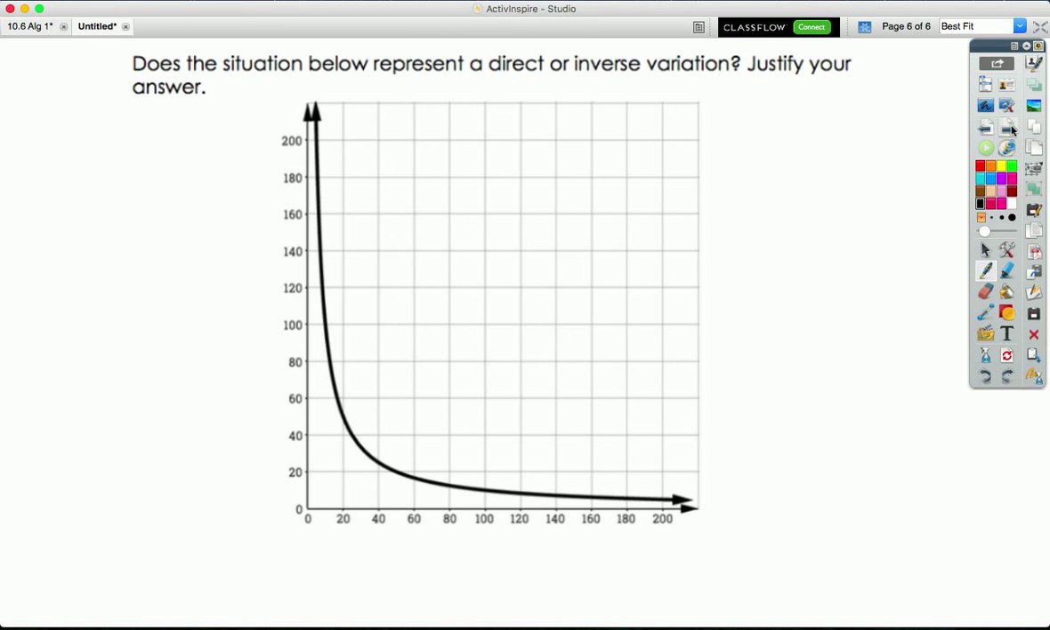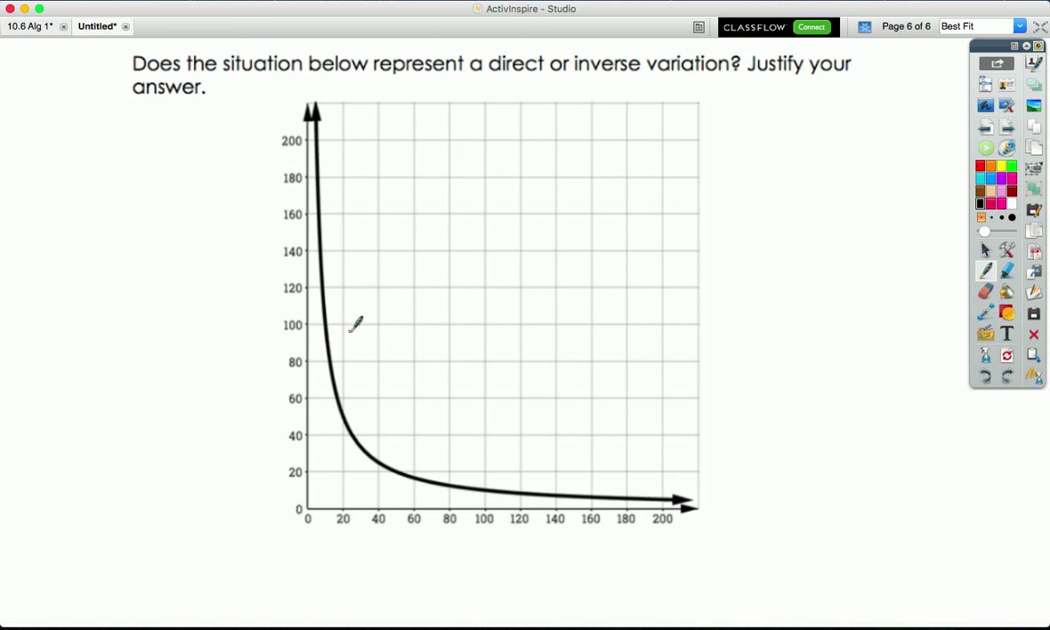So the final question, does the situation below represent a direct or inverse variation? Justify your answer. Well, this is not a line going through the origin, so it's clearly not a direct variation. As these x values are increasing, these y values are decreasing, they're doing the opposite. If I absolutely had to be super accurate, I could do my best to pick out some ordered pairs and make sure they do have that relationship.